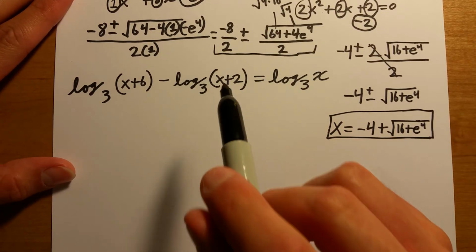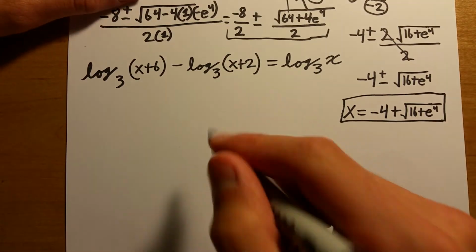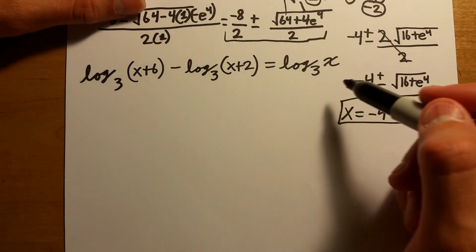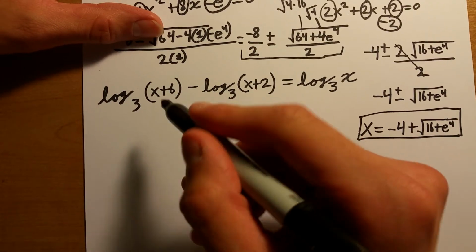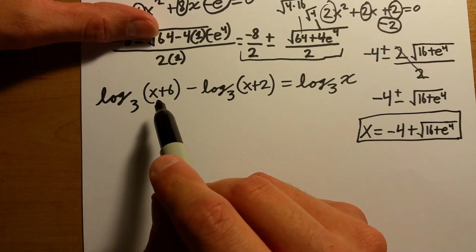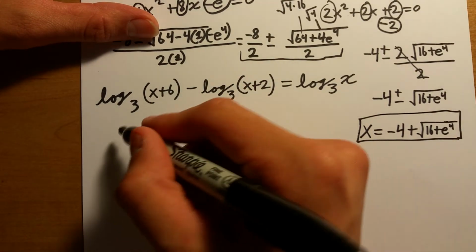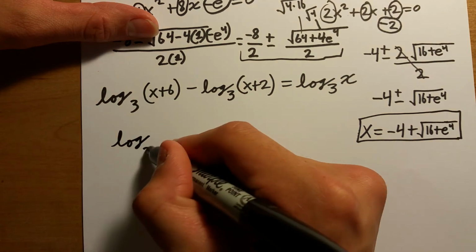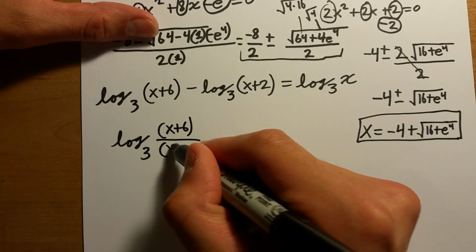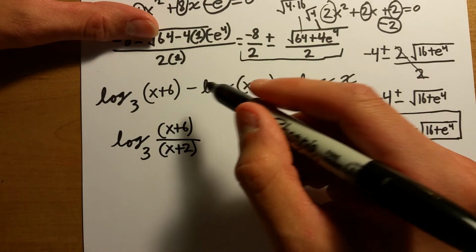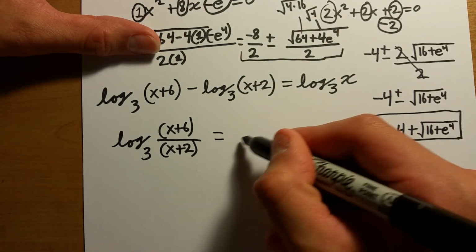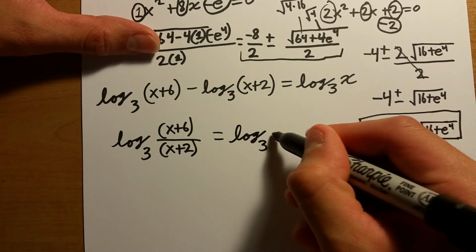And now for this equation. So for this one, what we're going to want to do is, since they all have the same bases, we can combine them all. So for this one, since it's a negative sign, these two, it's going to be log base 3 of x plus 6 divided by x plus 2, since addition is multiplication, subtraction is division for logarithms, and then it's going to equal log base 3 of x.